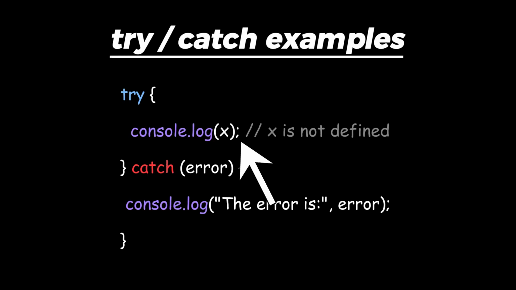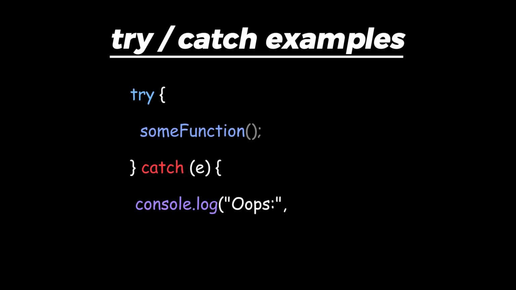So let's see an example. Here, x is not defined. So JavaScript throws a reference error. That error is caught and stored in the variable named error, and we log it in the console. Error is just a name. You can call it e, error, or anything else.